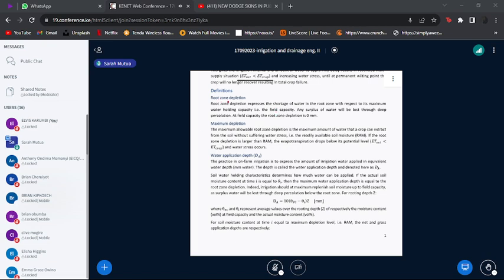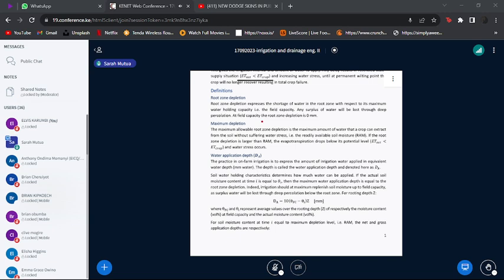We have root zone depletion, and that is the shortage of water in the root zone with its maximum water holding capacity. And I've already said that is the field capacity. So if we have irrigated today the soil up to field capacity, and crops use water today, tomorrow the moisture content is going to fall. So that deficit from the moisture content at field capacity, that is what we call root zone depletion. So anytime we are irrigating, we want to fill that depletion.